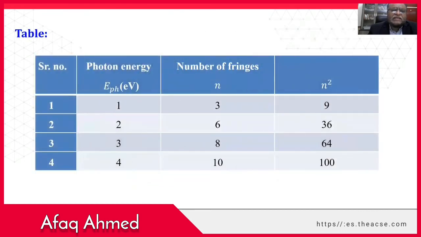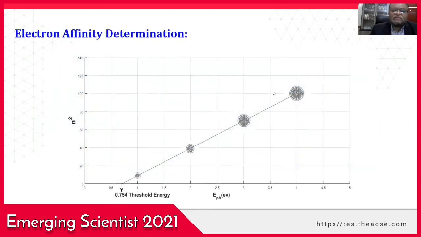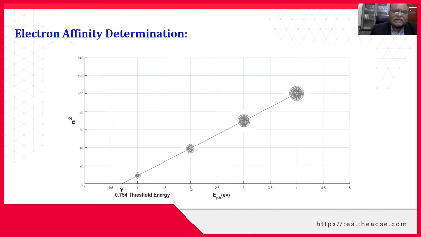We finally make a table: for 1 electron volt, the number of rings is 3; 2 electron volt, 6; then 8 and 10 respectively. So finally, we make a graph between n² and E_photon. Our theory says that the graph between n² and E_photon must be a straight line. After getting the graph, it looks like a straight line. This is the Newton rings here for 1 electron volt, 2 electron volt, 3 electron volt and 4 electron volts, with the corresponding number of peaks n². By extrapolating this graph to the lower value of the photon energy, we get the threshold value equal to 0.754 electron volt, and this value is known as electron affinity.